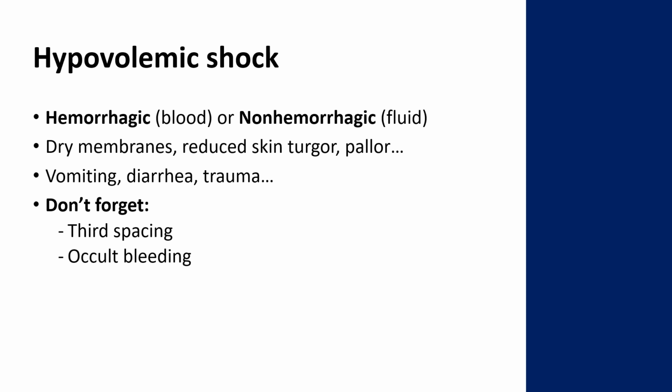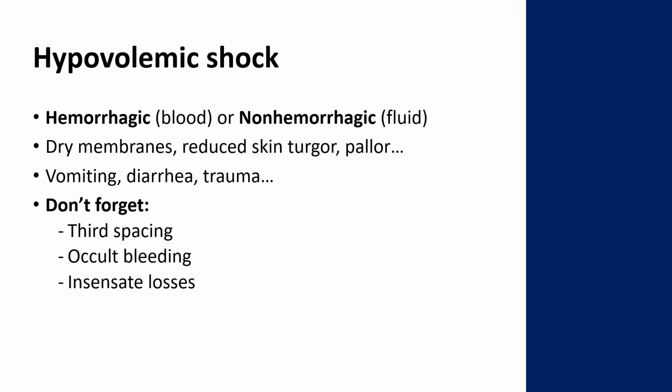A similar process is occult bleeding. So remember that you don't necessarily have to have a history of trauma to have bleeding somewhere. You could have a ruptured AAA, or you could have an ectopic pregnancy, and there's tons of blood with that, but it's not going to be bright red blood that you see on exam.